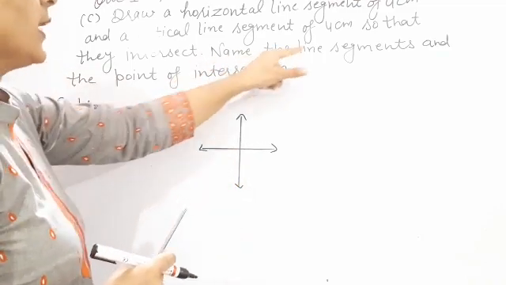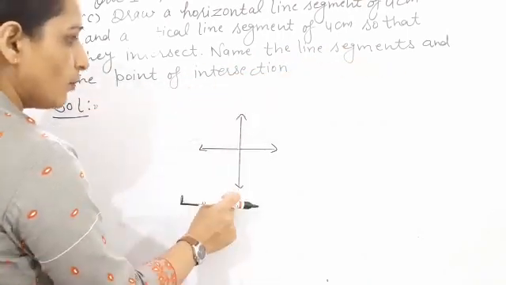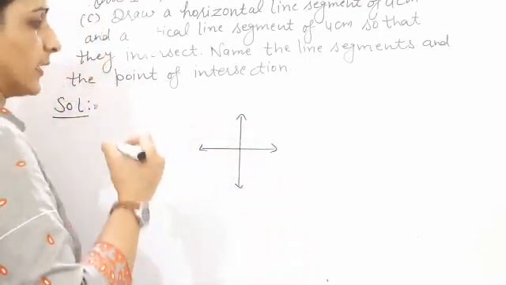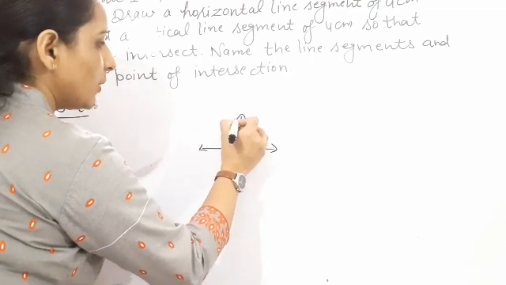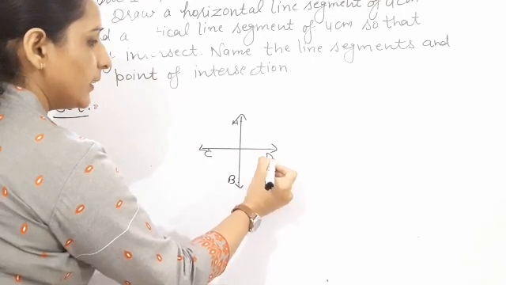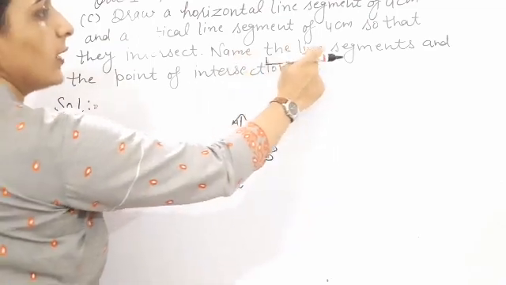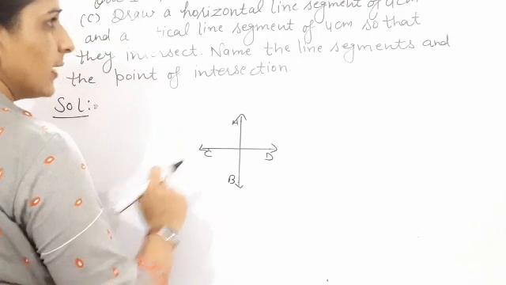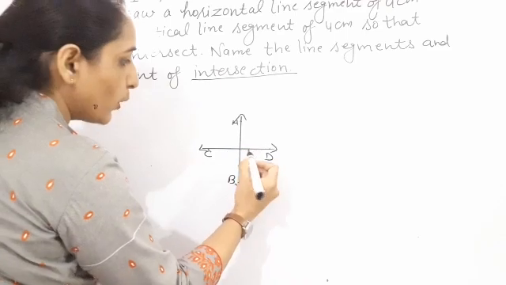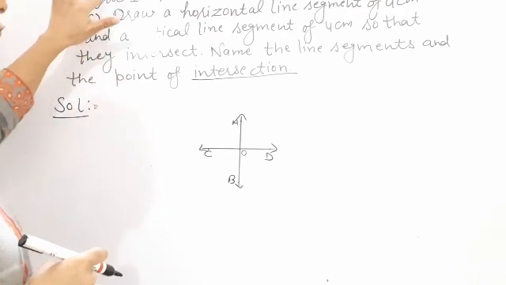After that, name the line segments and the point of intersection. We give the names of the line segments, and the point where they intersect. So here I am giving the names AB, then CD. Clear? AB and CD. This is the question: name the line segments AB, CD and the point of intersection. So this is the intersecting point. We give here a name like O. Clear? That is part C of question number 1.